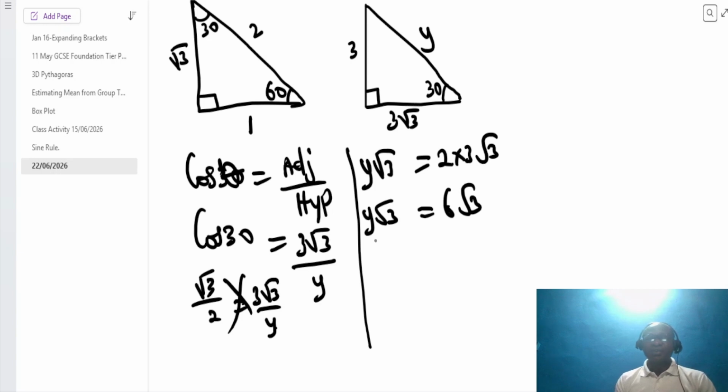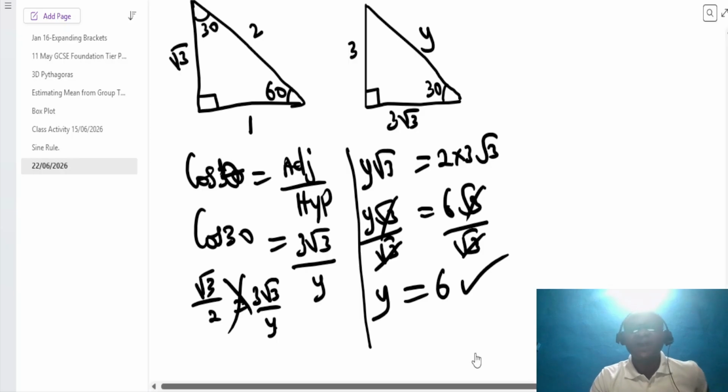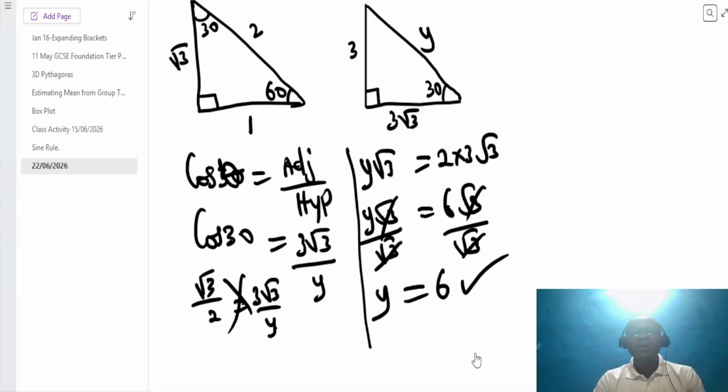Divide both sides by root 3. Divide here by root 3 and also divide here by root 3. The value of y will come out. Root 3 will cancel root 3, and root 3 here will also cancel root 3, giving me the value of y as equal to 6. Make sense? So that is how I got the value of y. If you have another question, you can go ahead and ask me.